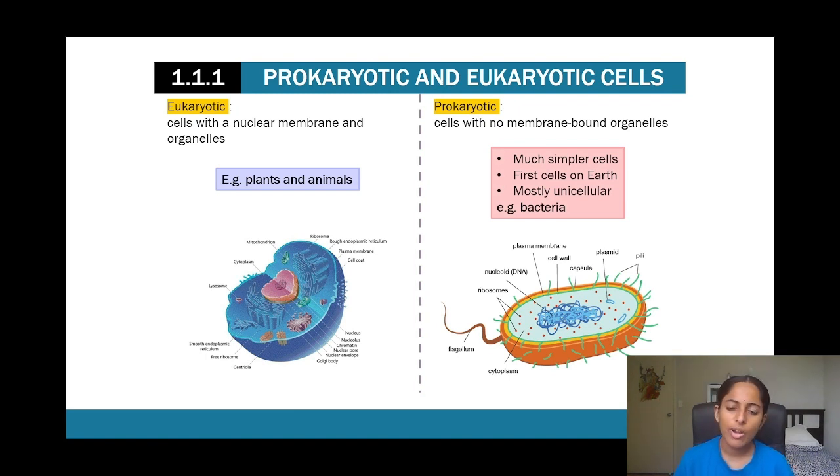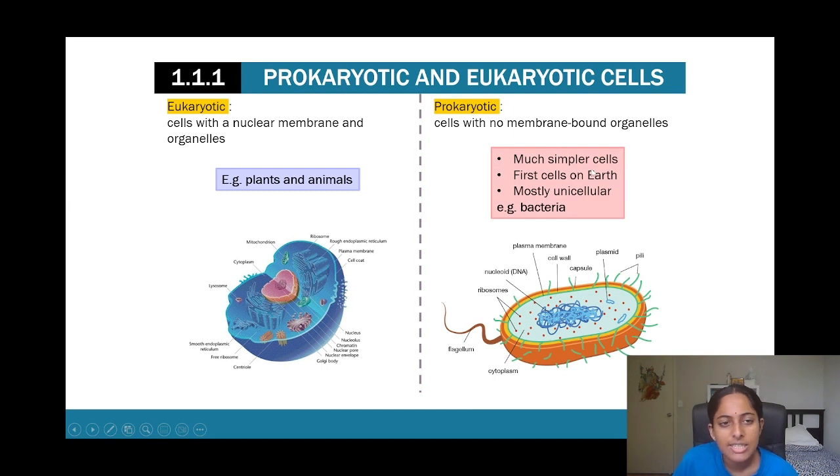And alongside that, you have pretty much the opposite, which is prokaryotic. Prokaryotic cells do not have any membrane-bound organelles. And you can see over here that you don't even have a nucleus, because the nucleus is a membrane-bound organelle. Instead, in prokaryotic organisms like bacteria, you tend to just have your DNA floating around in something called a nucleoid. So it's similar to a nucleus, but not exactly a nucleus.